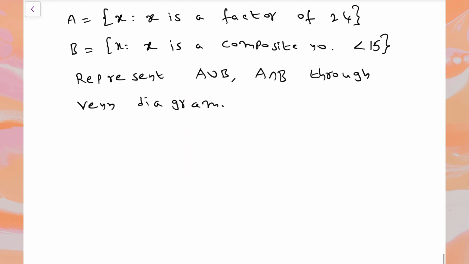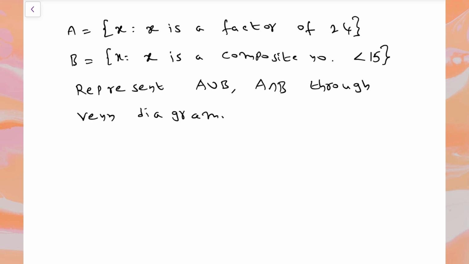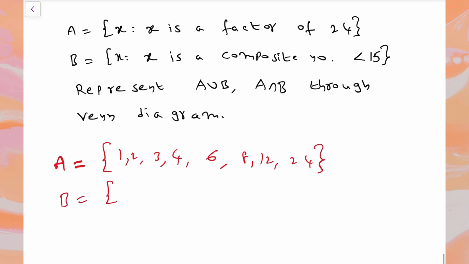Coming to the next question. Set A equals x such that x is a factor of 24. So set A: x such that x is a factor of 24. 24 will come in which tables? 1 table, 2 table, 3 table, 4 table, 6 table, 8 table, 12 table, 24 table. Then set B: x such that x is a composite number less than 15. 1, 2, 3 are not composite, then 4, 5 is not, 6, 7 is not, 8, then 9, then 10, then 12, then 14, because he said less than 15. So 15 won't be included.